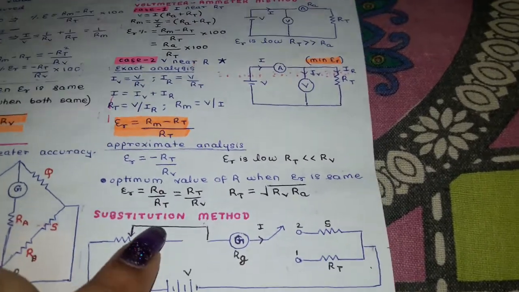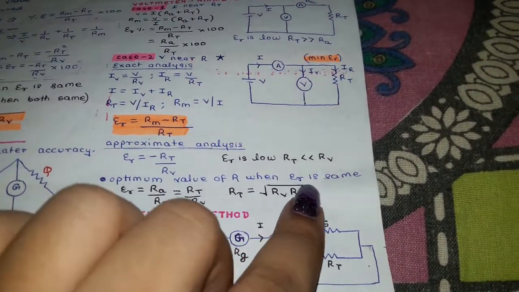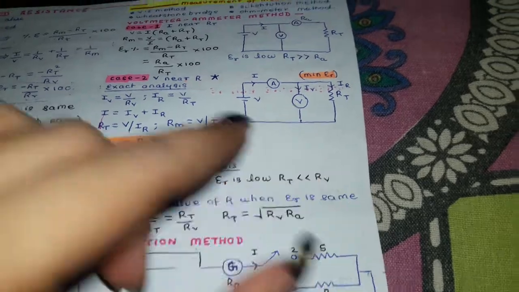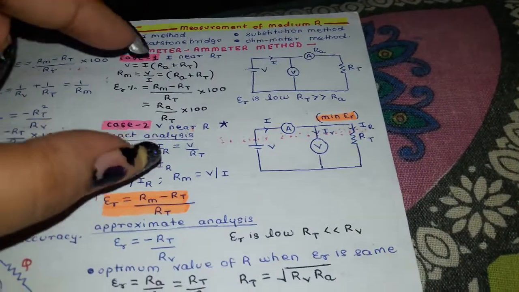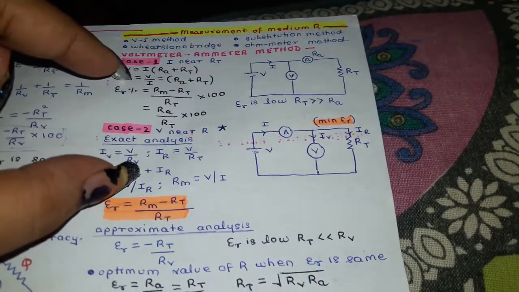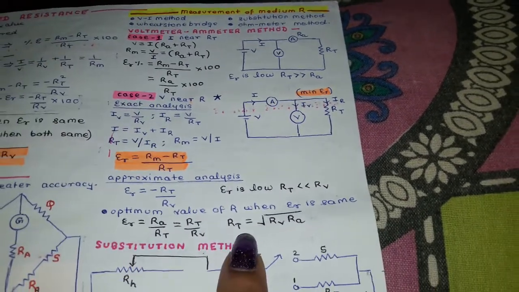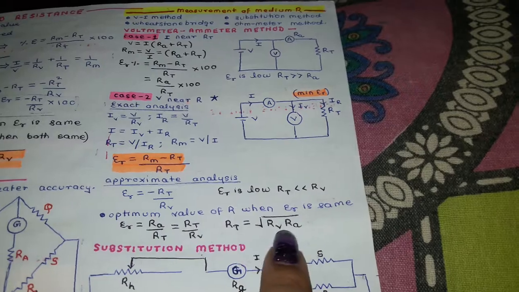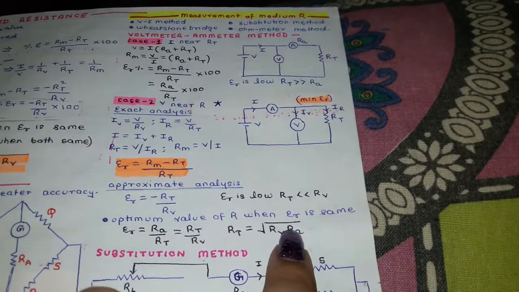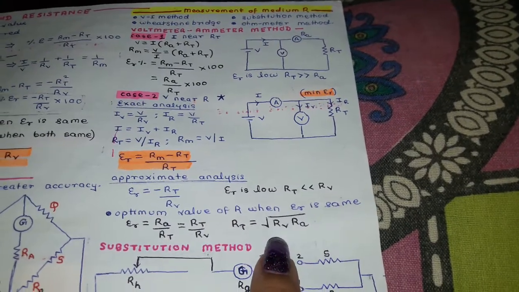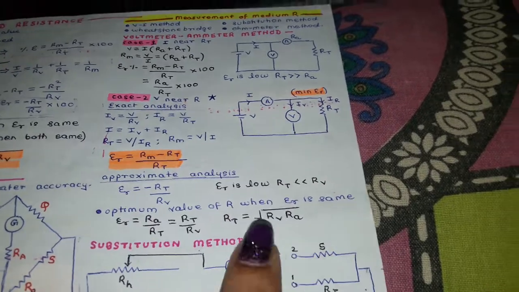Then we are talking about the optimum value of R when the error is the same in both cases. If the error comes out the same from both of these processes, then this is the formula for the unknown resistance. Only then is your error the same. In case your error is the same, only then you apply this formula, else not.